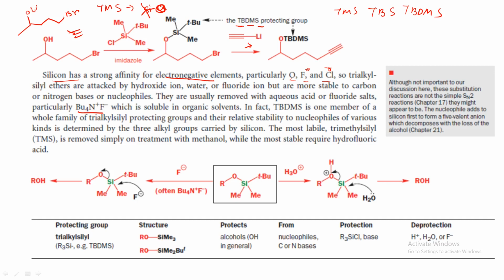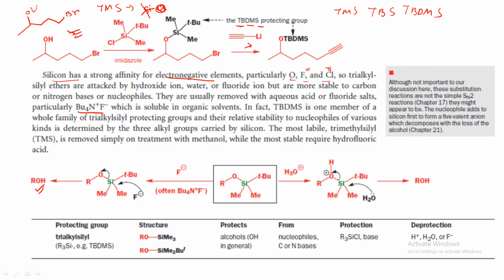How is deprotection done? Here you can see, normal SN2 type, F minus can attack the silicon, and the oxygen silicon bond can be broken. So we are generating the alcohol, what we need, and we are generating this particular silicon fluoride byproduct, which can be easily removed from the system. So that's how we can do that.